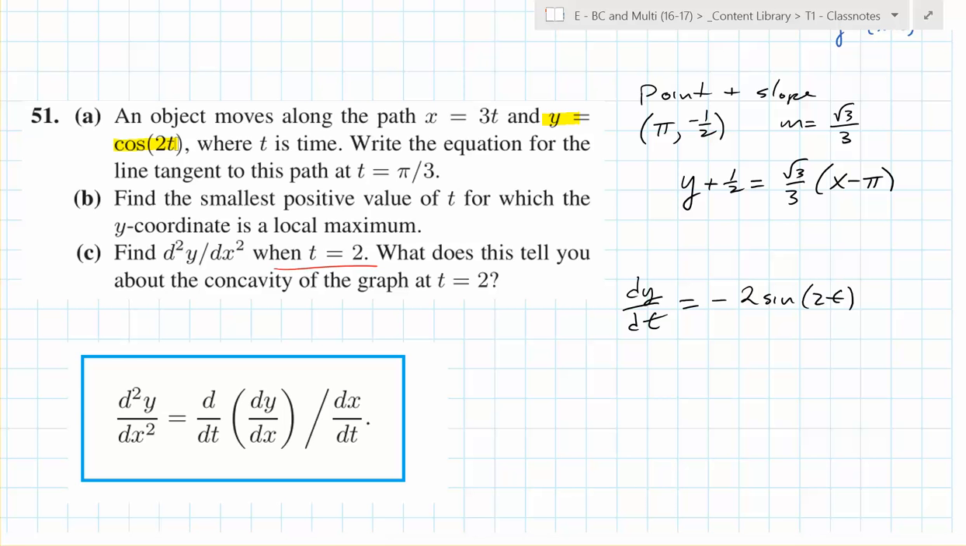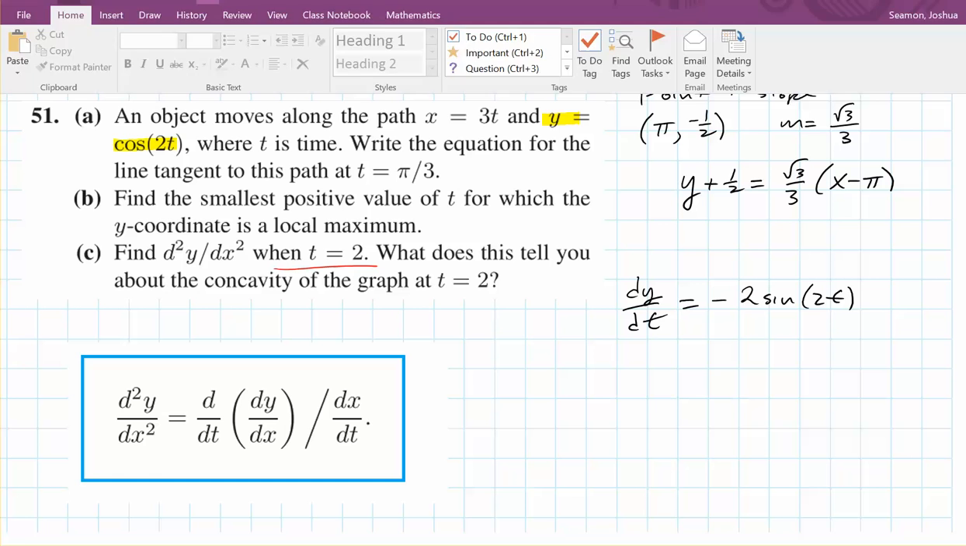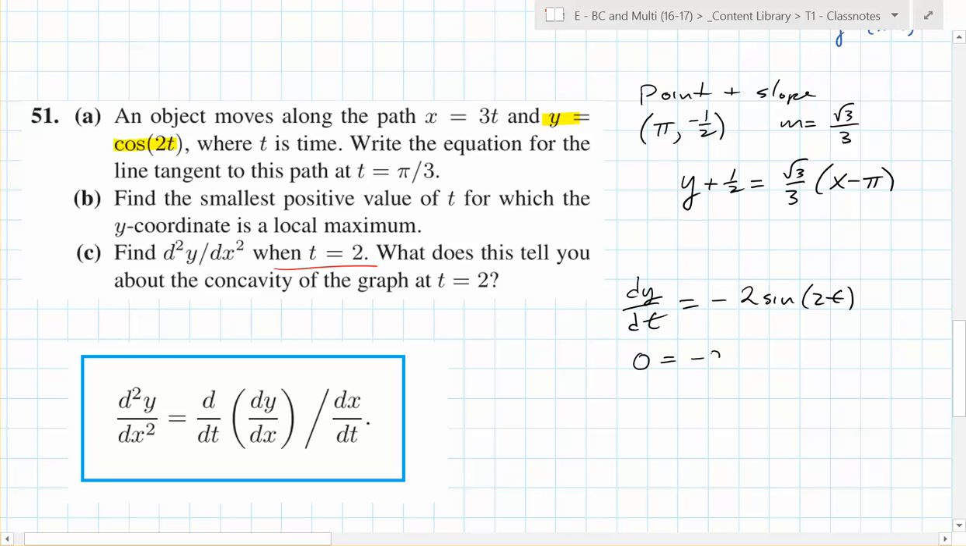Because you want to know when it stops going up or down, right? So you're just looking at the vertical change. So you do dy/dt, you have to use the chain rule. What's the derivative of cosine? Negative sine, so that 2 kicks out to the outside, right? So 0 is equal to negative 2 sine of 2t.